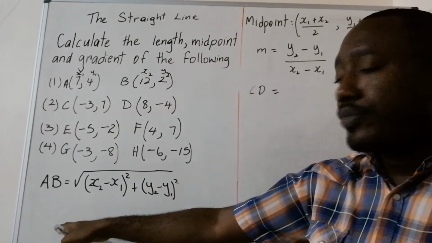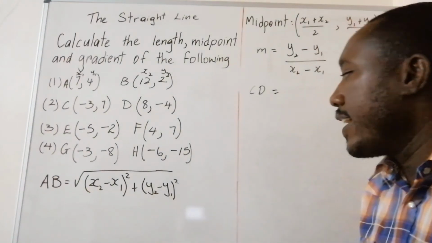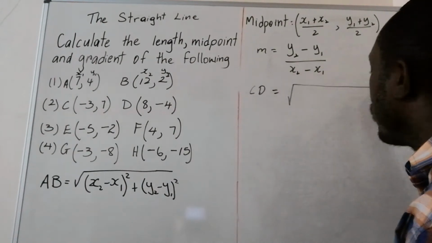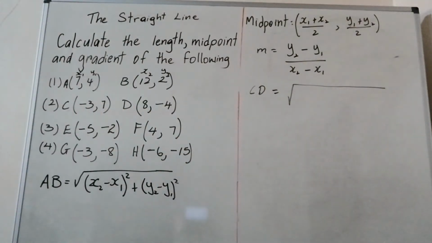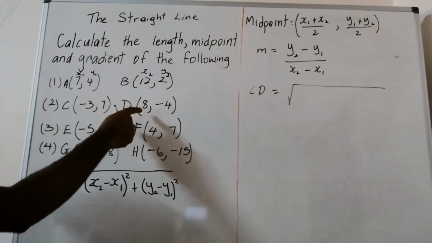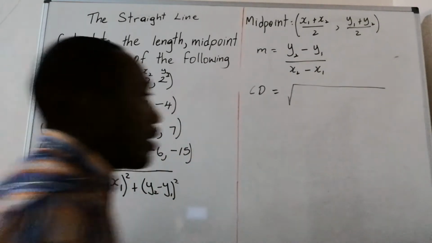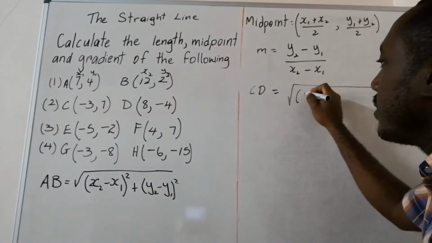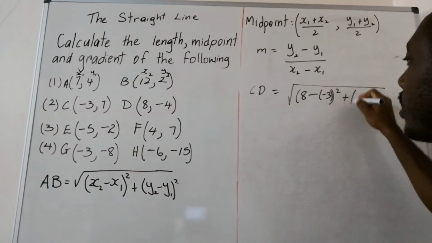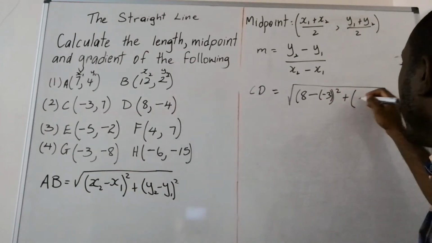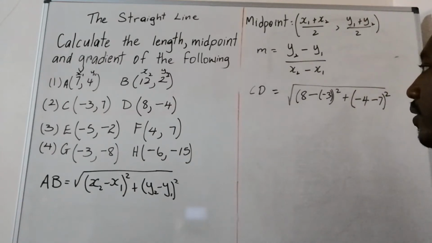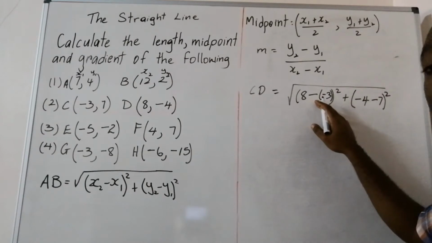Remember, our formula is the square root of x2 minus x1 all squared plus y2 minus y1 all squared. So let us substitute our values for C and D. x2 here will be 8, and x1 will be negative 3. So 8 take negative 3 squared, plus y2, which is negative 4, negative 4 take 7 squared. Remember to be careful with our signs.